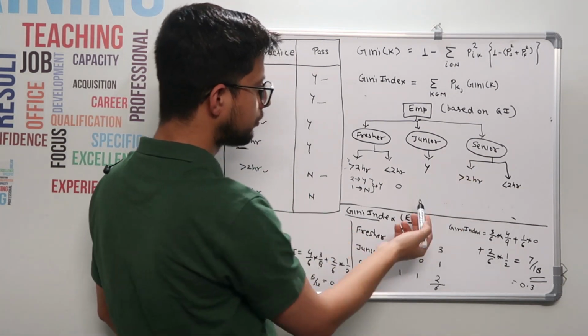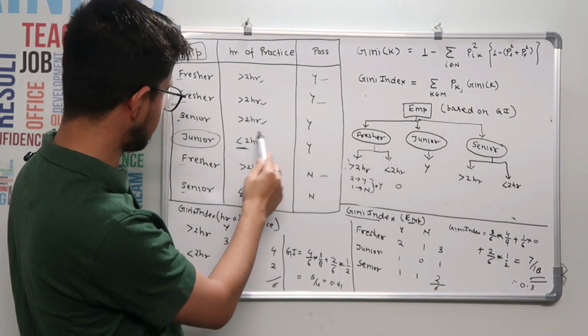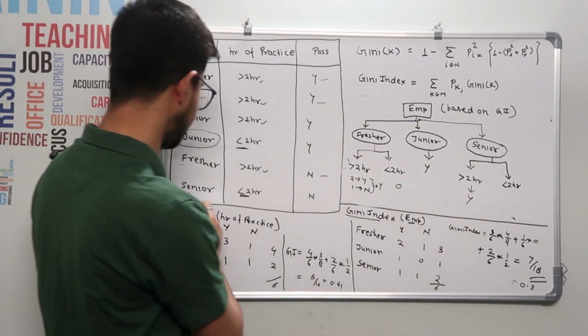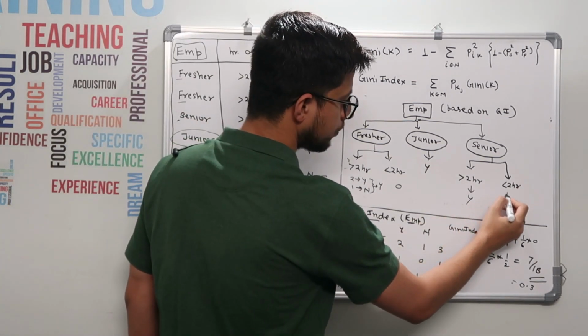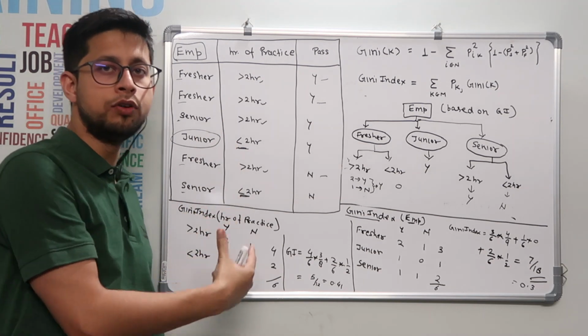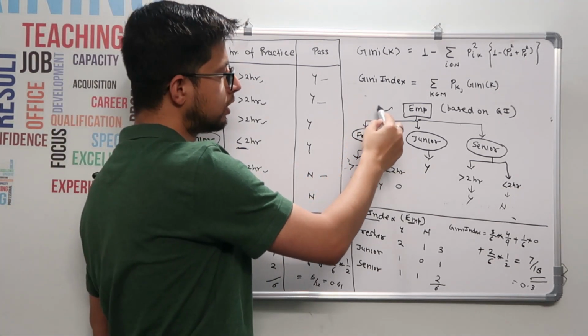And same for senior, if senior greater than 2 hours then it is yes, and if senior less than 2 hours then it is no, correct? So now you have seen how Gini index has helped us to decide the parent node.